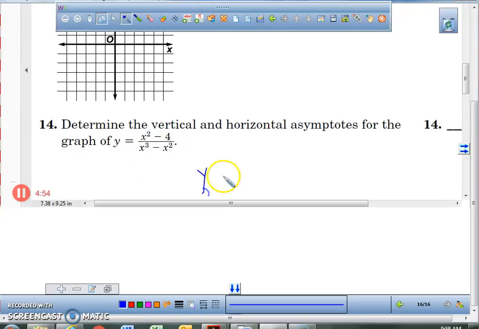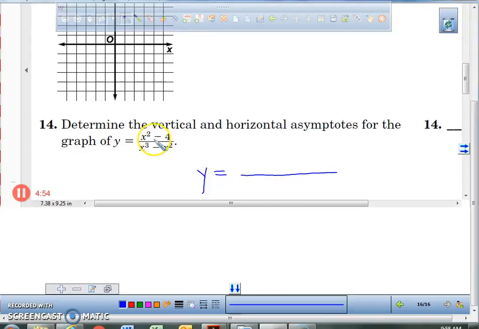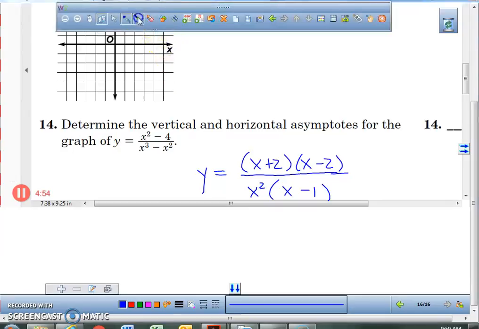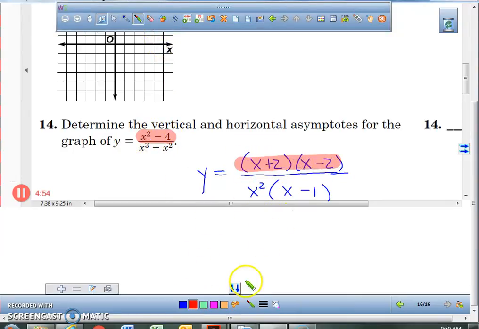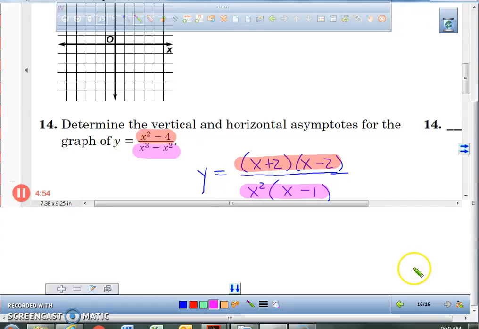I'm going to factor the numerator for you. So x squared minus 4 becomes x plus 2 and x minus 2. In the denominator, x cubed minus x squared becomes x squared times x minus 1. So I'm going to highlight those so you guys understand. This factors to this. This factors to this. So now you have everything factored.